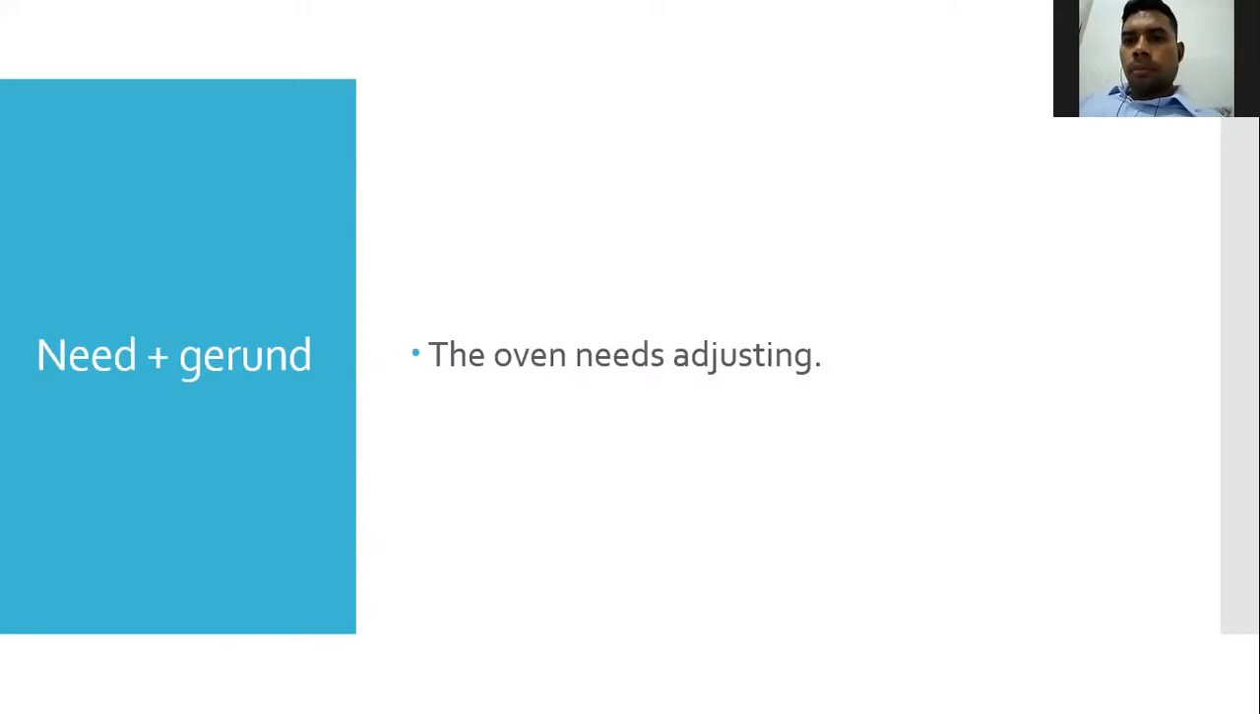When we're using keep, it's because we are reporting a problem that refers to a repetitive action. Can you give me please another sentence using keeps and using a gerund? Taking this definition into account, remember that keep refers to a repetitive action. Let me see. Maybe it's possible the cell needs fixing. Okay, very good. But we need a sentence using keep.